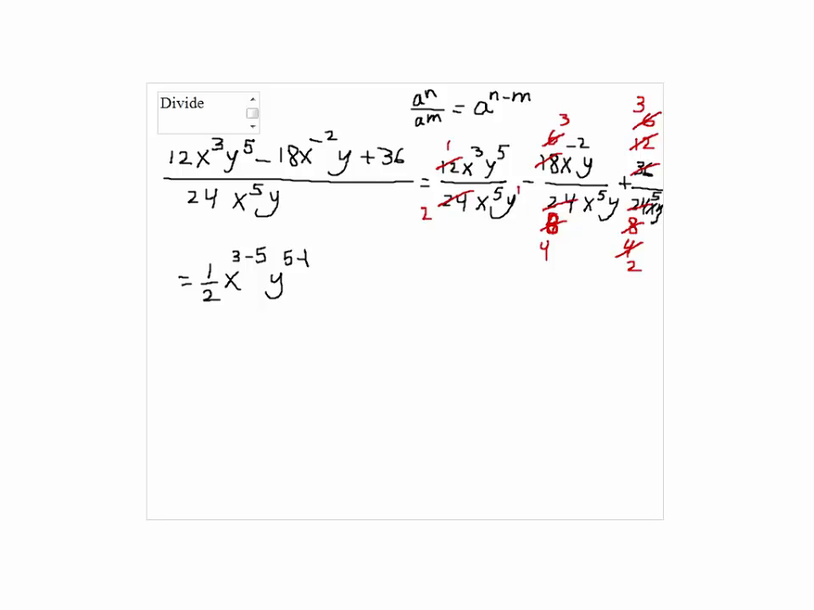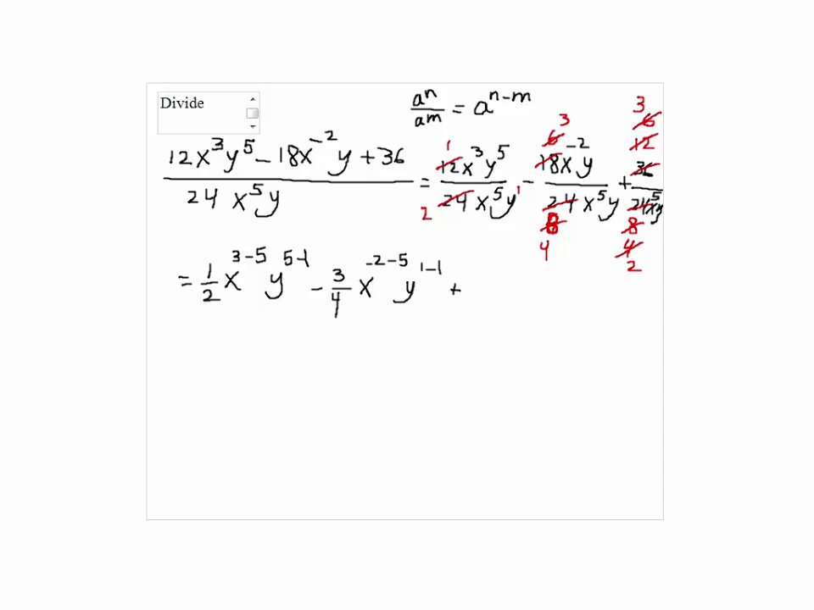So the first term, we have 1/2. Then we have x to the power of 3 minus 5, and y to the power of 5 minus 1. You can recall that the exponent here is 1.